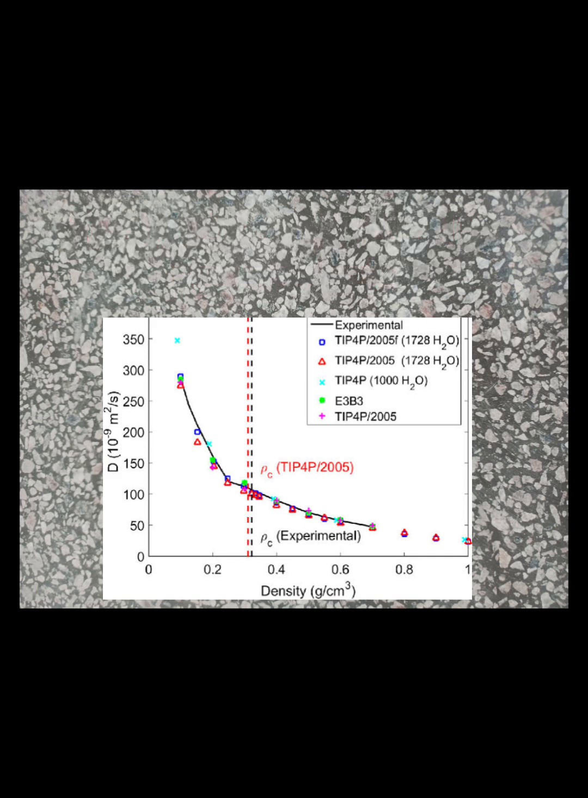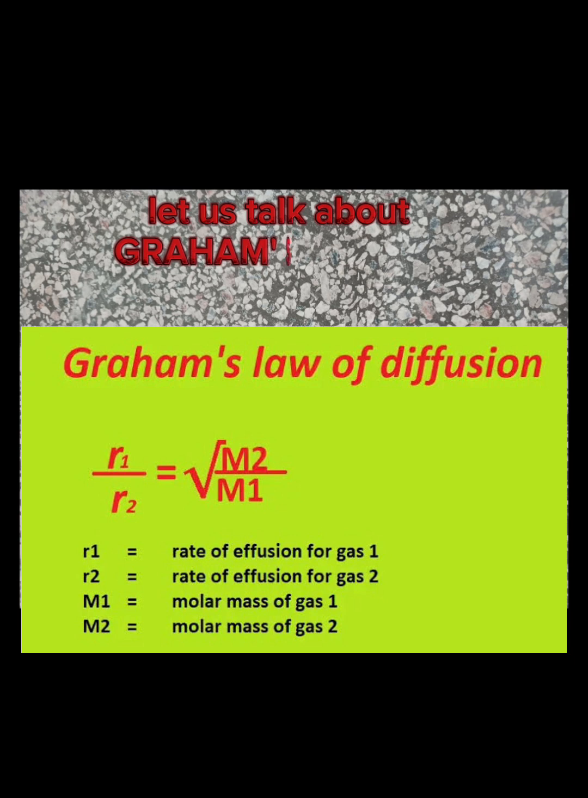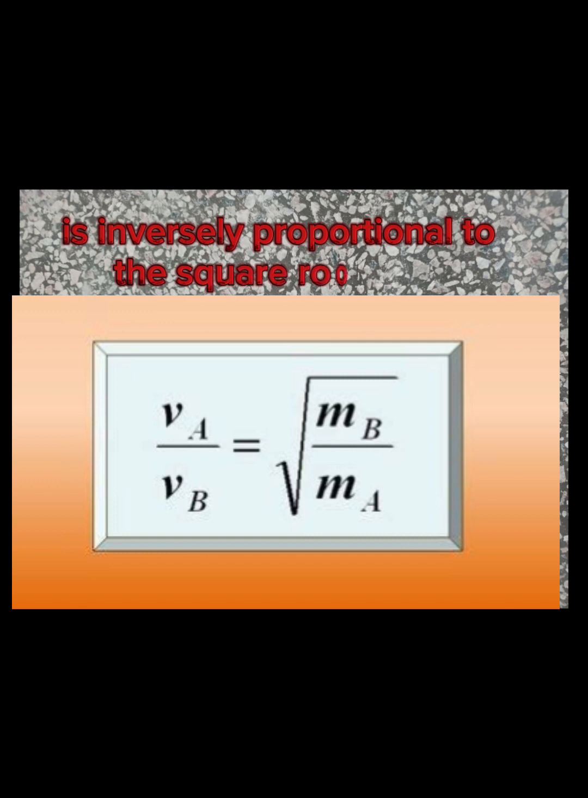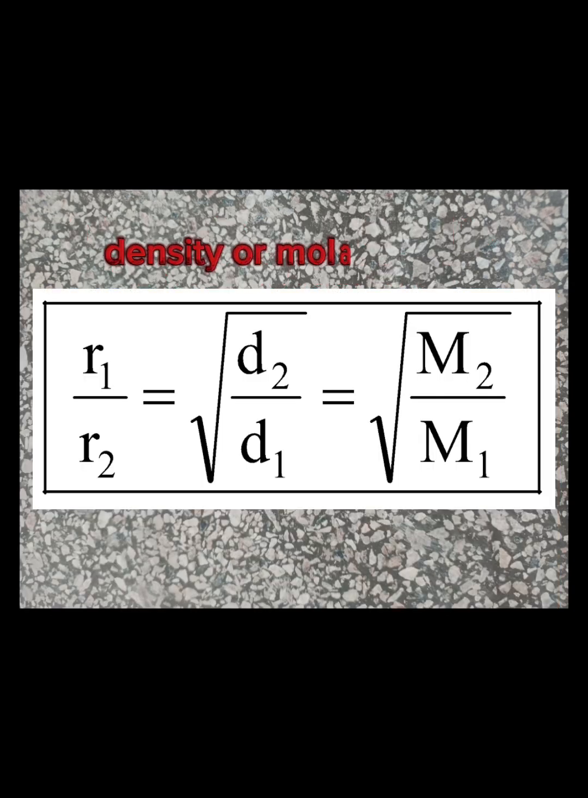Let us talk about Graham's law of diffusion. The law states that the rate of diffusion of a gas at standard temperature and pressure is inversely proportional to the square root of its density or molar mass.